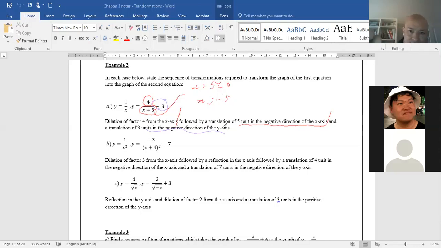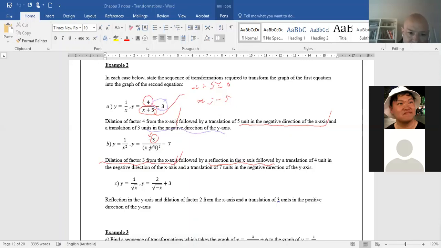Okay, part B. Change back to my red. y equals 1 on x squared, and it's going to go to y equals -3 divided by x plus 4 squared minus 7. So we're going from a truncus to another truncus, but of course there's translations. Okay, the first one, well, you can either write the negative first, which is reflected in the x-axis. Okay, that's up to you. Or you can write the 3 first, which is the dilation factor of 3 from the x-axis. Okay, you can't put them together, it has to be written separately.